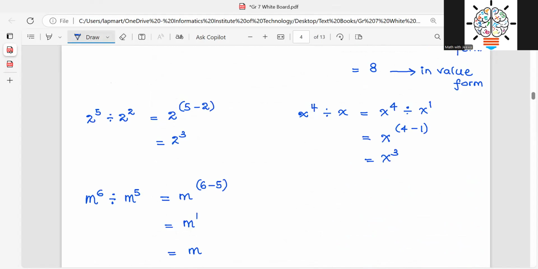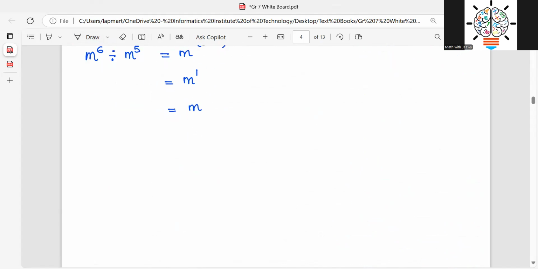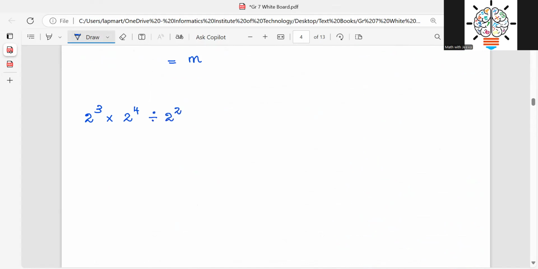So then the next example will be, let's say you have something like this: 2 to the power of 3 times 2 to the power of 4 divided by 2 to the power of 2. Now what are we going to do? So we can do this in a different way. Some students, what they do, first they solve this.